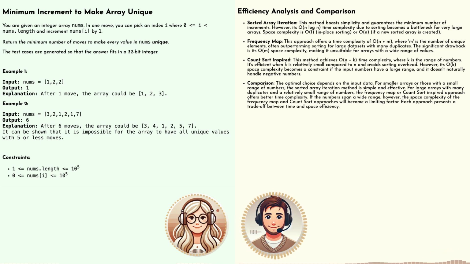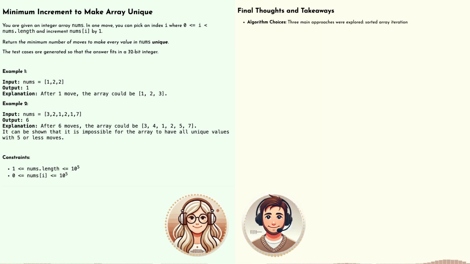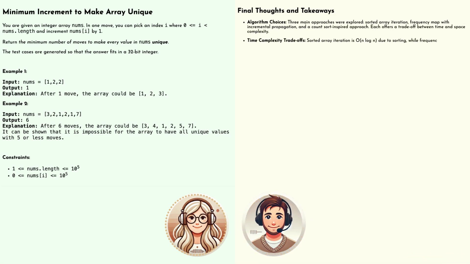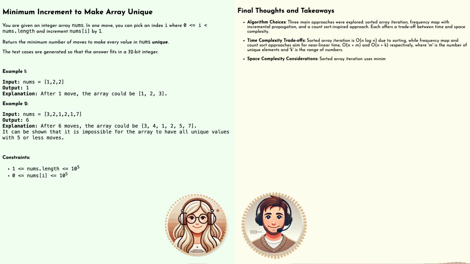Well, this has been an awesome deep dive into the minimum increment to make array unique problem. We've explored 3 really clever solutions, each with its own unique strengths and trade-offs. Totally agree. We saw how sorting, frequency maps, and even the ideas from count sort can help us optimize our code and make it more efficient. The big takeaway here, listeners, is that there's rarely a single right way to solve a problem in coding. Understanding the different approaches and their trade-offs is what allows us to pick the best tool for the job.